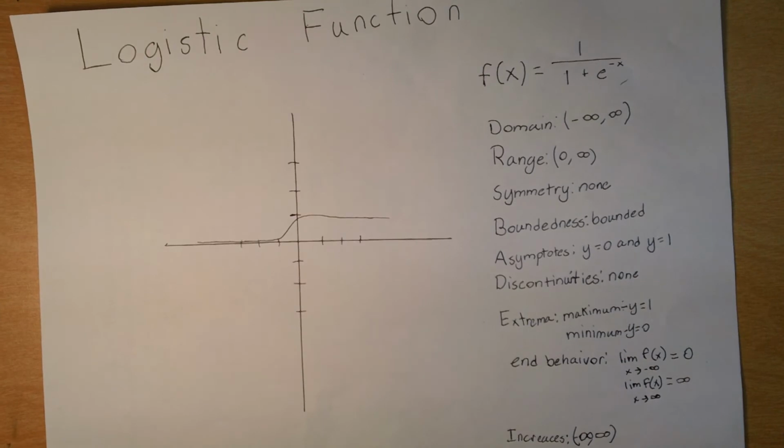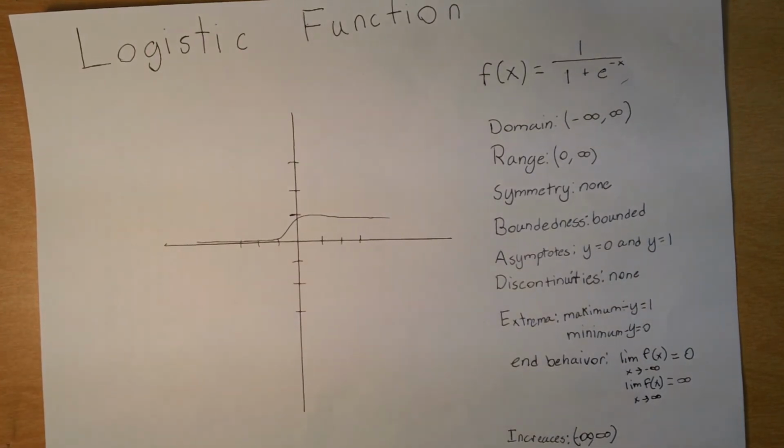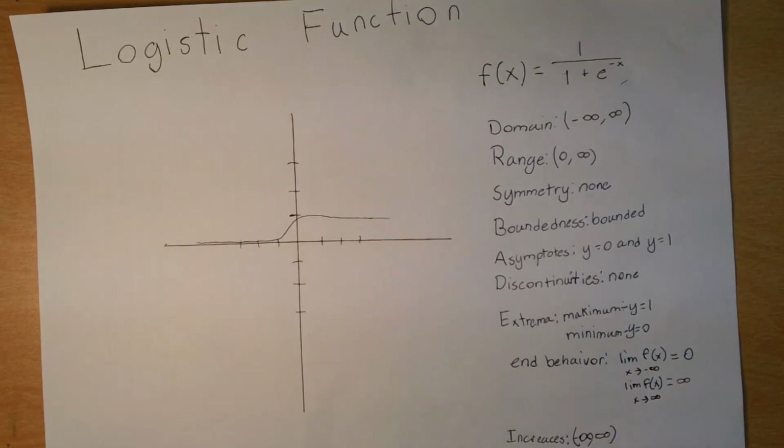This is the logistic function. 1 over 1 plus e to the negative x is the base equation. The domain is negative infinity to infinity, since the function touches all of the x values. The range is 0 to 1, since the function touches all of the values between y equals 0 and y equals 1.